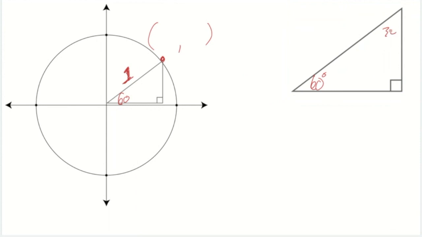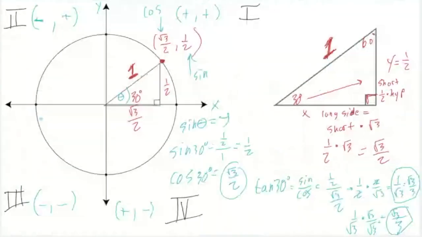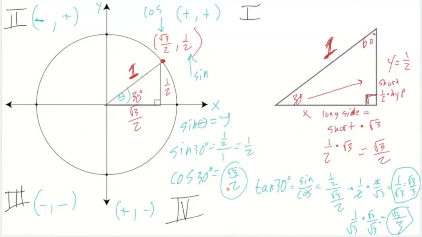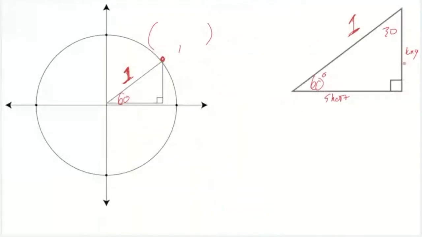If this is 60, that means this is 30. That's 1. Now this is the short side. This is the long side. We already have our values here. We just need to switch them up. So our long side was root 3 over 2. So put that here. Right, and so now the short side, we got 1/2. So now x and y just interchange each other. So now that means that x is now 1/2, y is root 3 over 2.